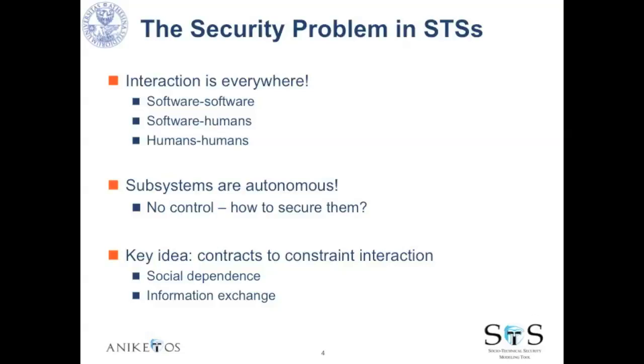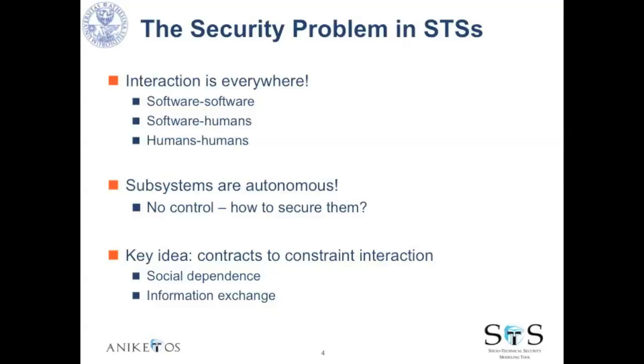The idea that we've been using in our work is basically to use contracts to constrain the interaction that is going on between the two parties. Because basically when actors interact, they not only rely on each other for achieving a certain objective, but they also might exchange relevant information that is crucial for them to protect. I'll give you examples about this throughout the talk.